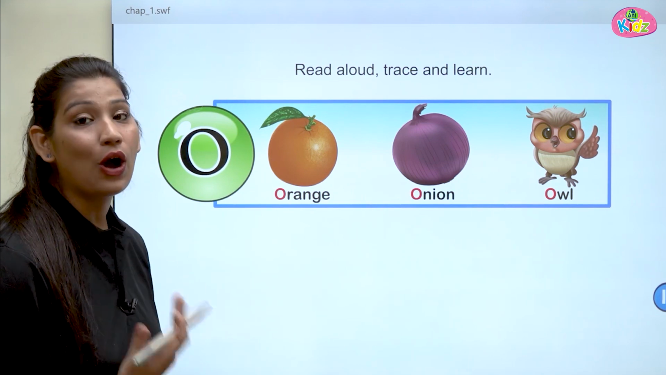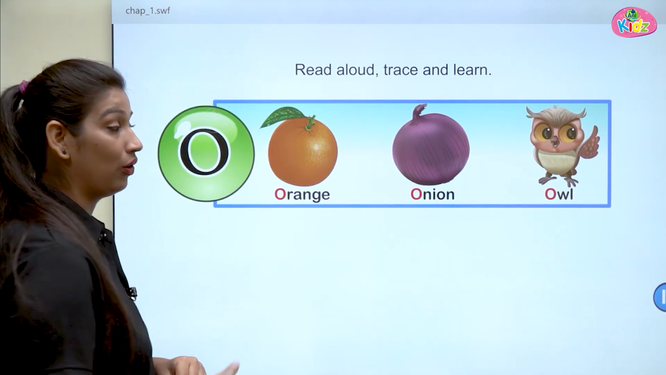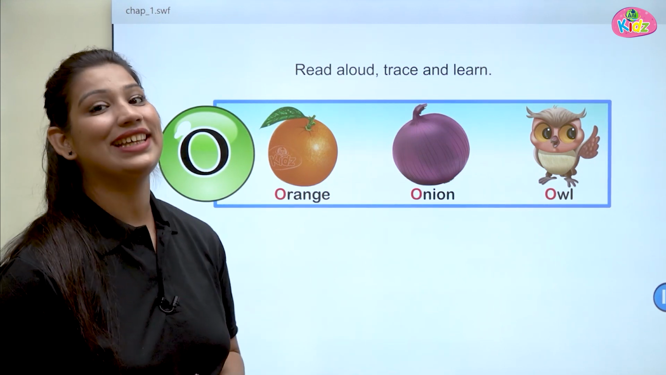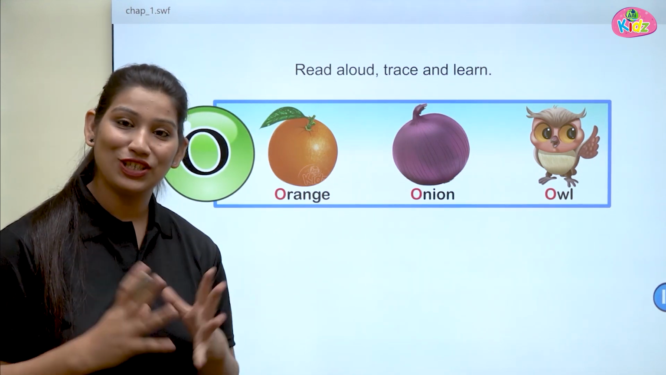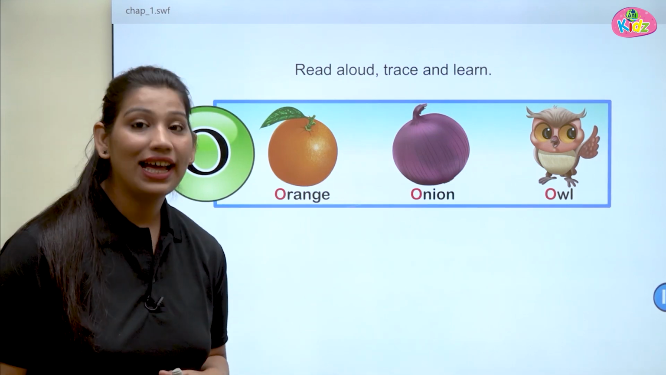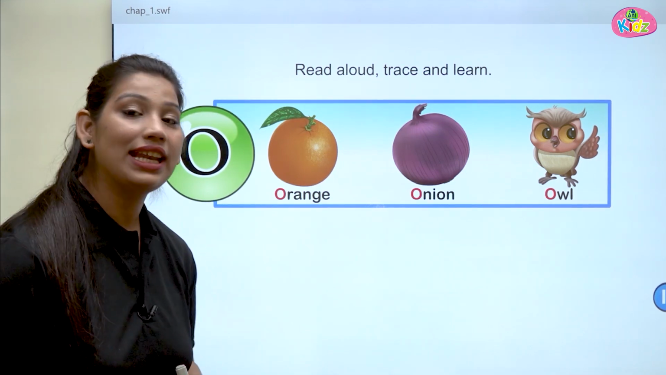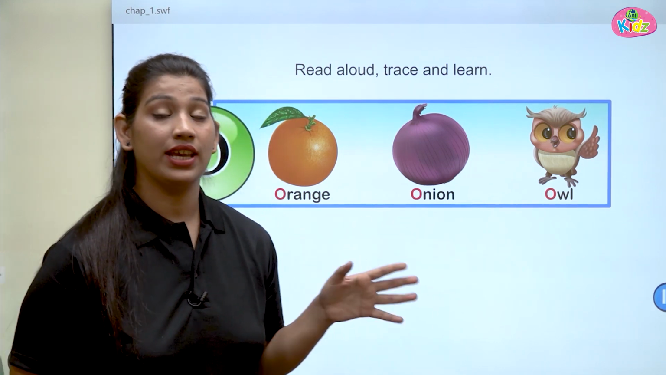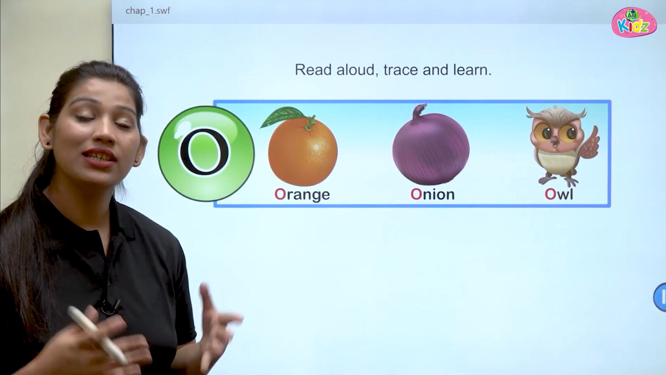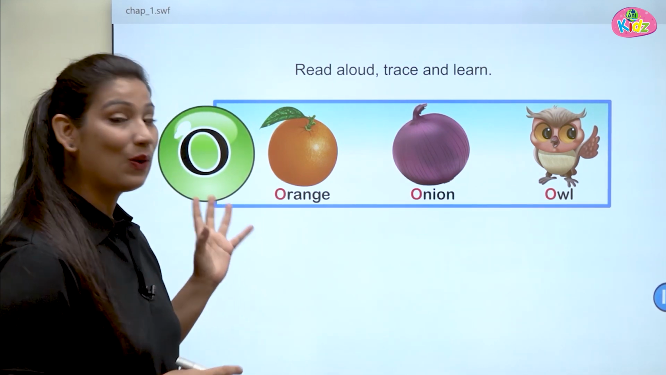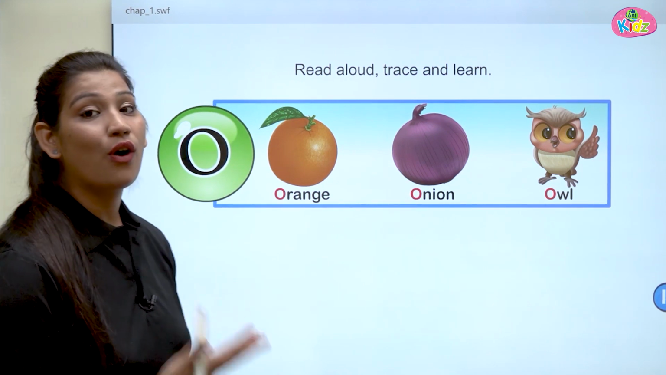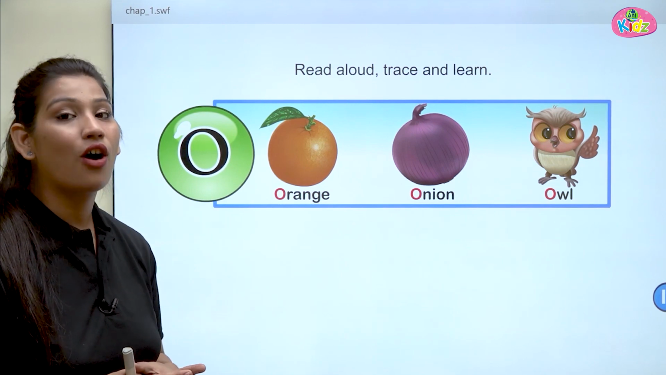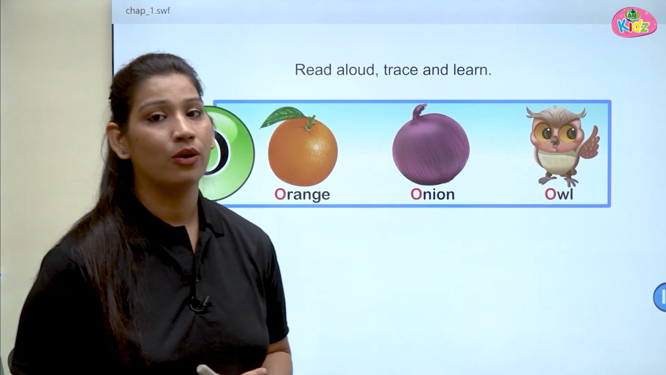O sounds O. O, orange, which is in orange color only. Orange का color भी orange ही होता है. O, onion. O, owl. You know students, owl awakes at night and sleeps in day. O, orange. O, onion. O, owl. O sounds O.